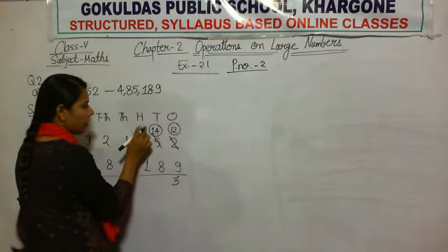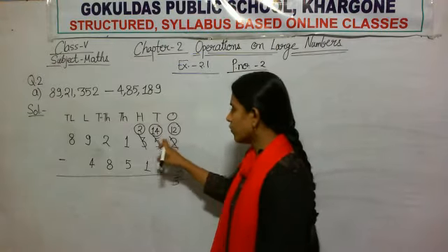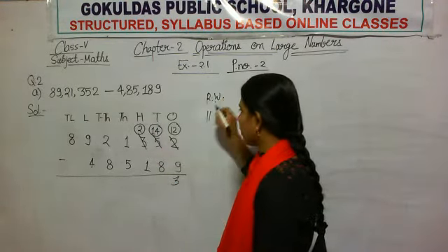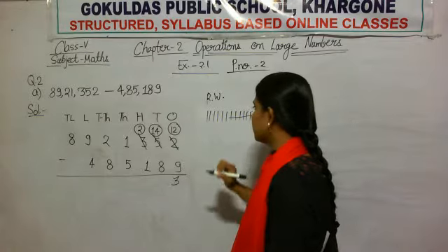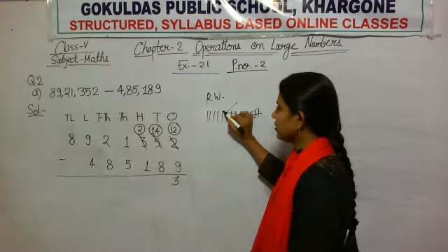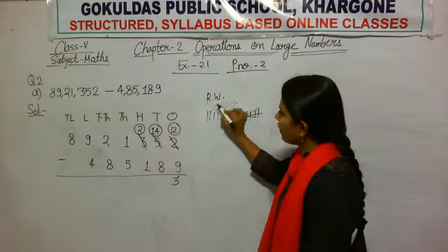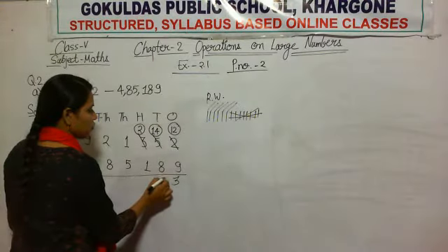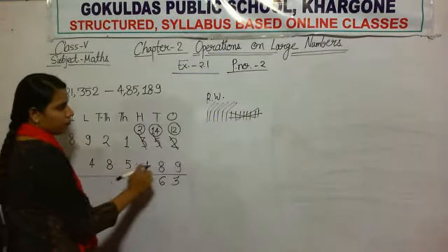Okay. Now solve the tens column. 14 minus 8. So draw 14 sticks in rough work. It is rough work. 1, 2, 3, 4, 5, 6, 7, 8, 9, 10, 11, 12, 13, 14. You have 14 sticks. Now remove 8 from it. 1, 2, 3, 4, 5, 6, 7, 8. You have removed the 8 sticks. Now count how many are left. 1, 2, 3, 4, 5, 6. How many sticks left? 6 sticks. So you will write 6 in the tens column.